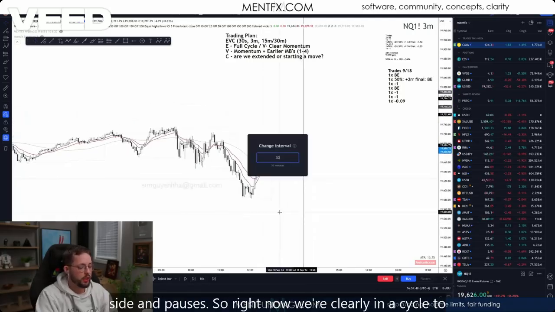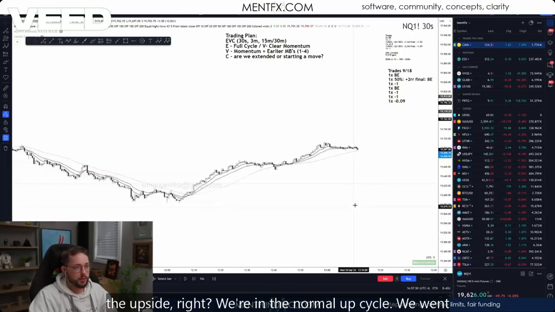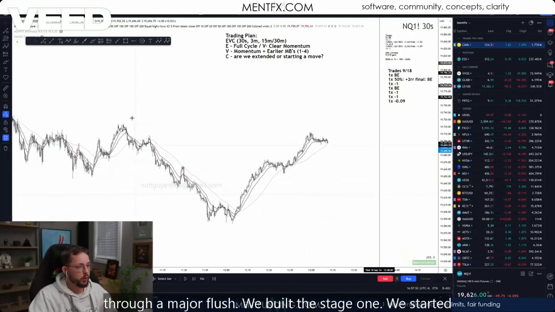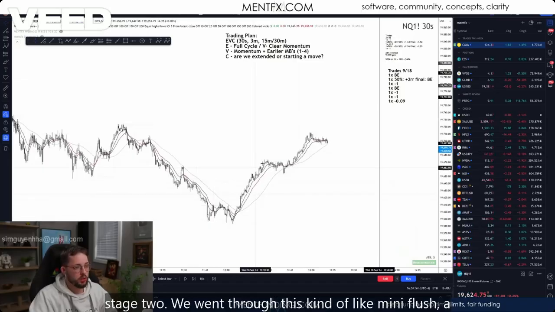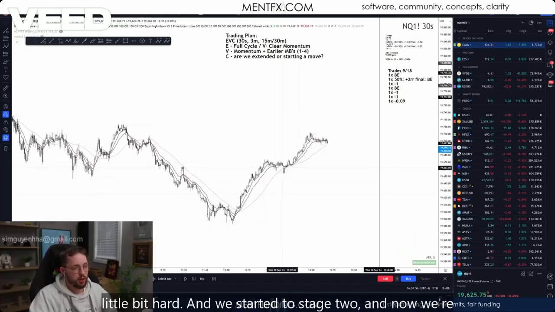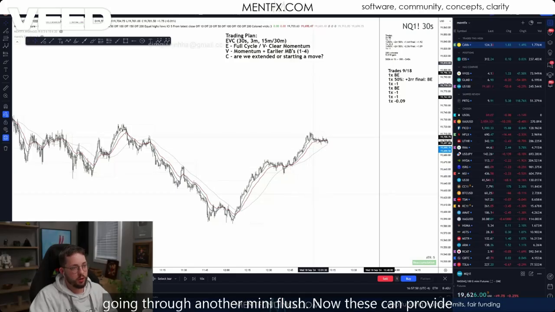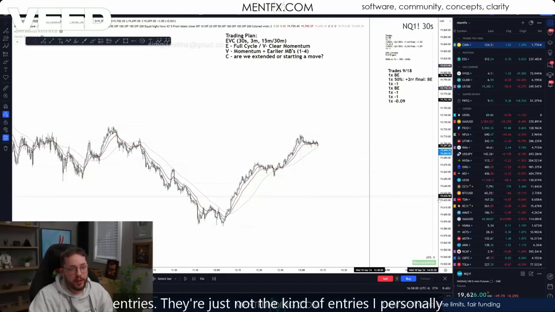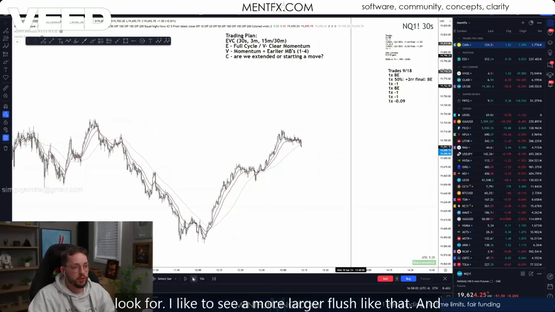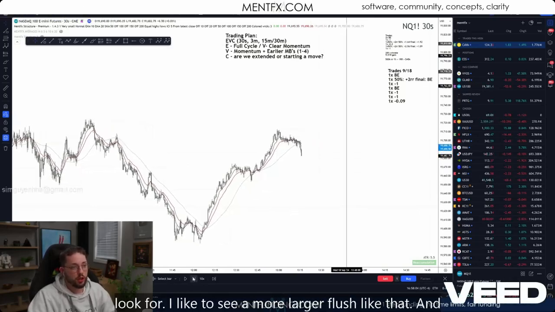So right now we're clearly in a cycle to the upside, right? We're in the normal up cycle. We went through a major flush. We built the stage 1. We started a stage 2. We went through this kind of mini flush, a little bit hard, and we started a stage 2. And now we're going through another mini flush. Now, these can provide entries. They're just not the kind of entries I personally look for. I like to see a more larger flush like that.